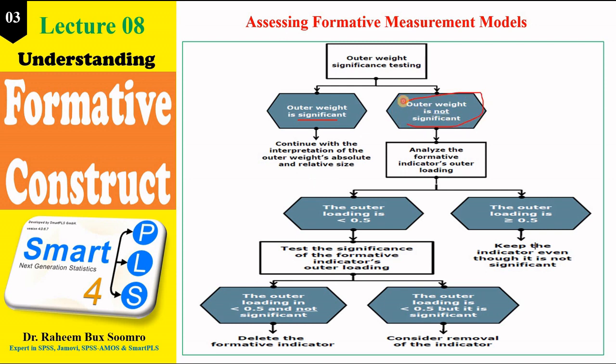If the outer weight is not significant, then analyze the formative indicator's outer loading. For this purpose, if the outer loading is less than 0.5, test the significance of the formative indicator's outer loading. If the outer loading is less than 0.5 and not significant, delete the formative indicator. If the outer loading is greater than 0.5 but not significant, consider the removal of the indicator. In the first case you can immediately delete the indicator, but in this case you can consider removing it. If you find justification to remove it, then you can remove it, otherwise you can keep it. Another case: if the outer loading is equal to or higher than 0.5, keep the indicator even though it's not significant.